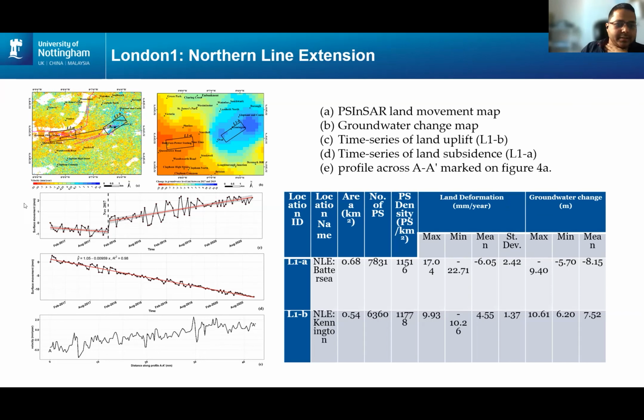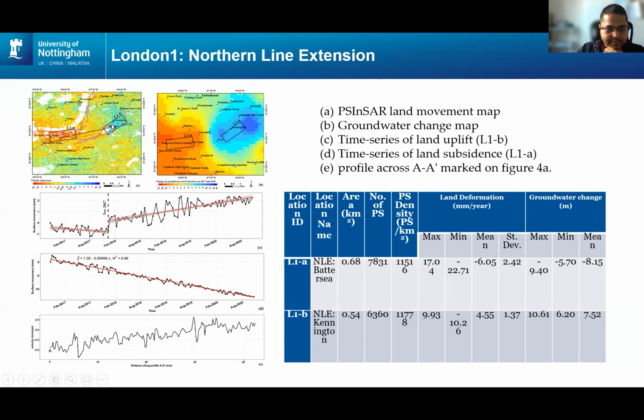In this case, from Battersea Power Station to Kennington Station, we see a clear differential land movement. The red indicates subsidence and the blue area indicates uplift. Very interestingly, we can see the groundwater change in the same time period. These groundwater maps were obtained from observed groundwater data provided by government agencies, and this is our subsidence result. We could see that subsidence and groundwater are directly correlated.